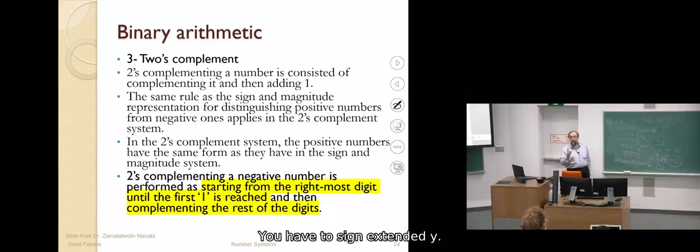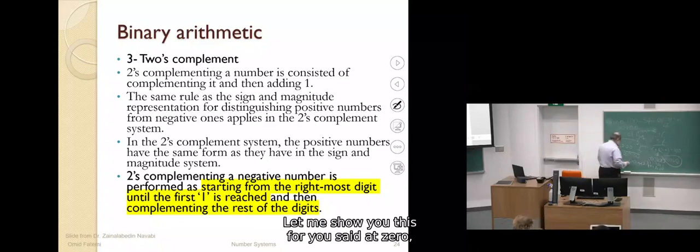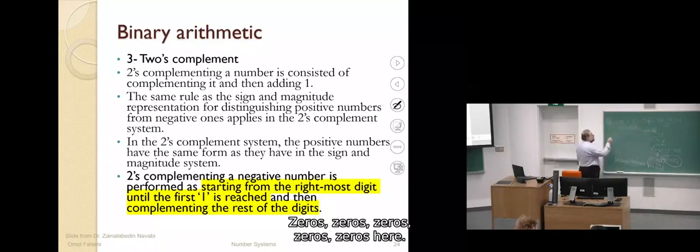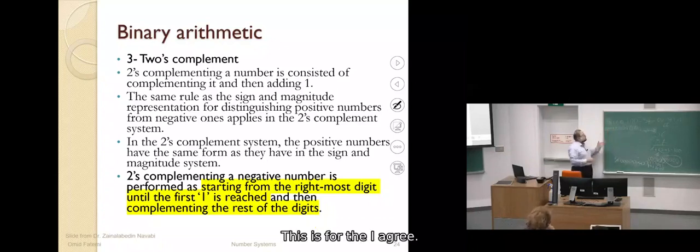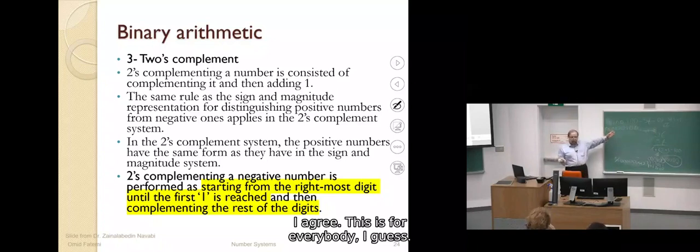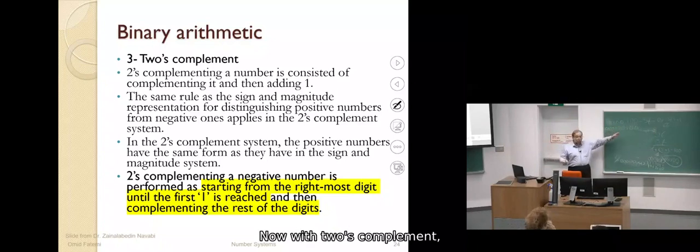You have to sign extend it. Why? Let me show you. Isn't this 4? You said add 0. Okay, I add 0 here. 0, 0, 0, 0, 0, 0. This is 4. Do you agree? Everybody agrees. Now we 2's complement this.